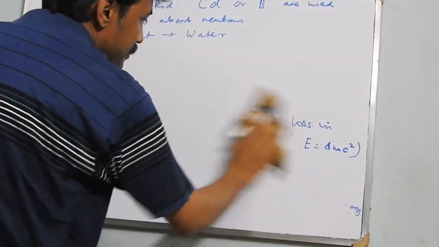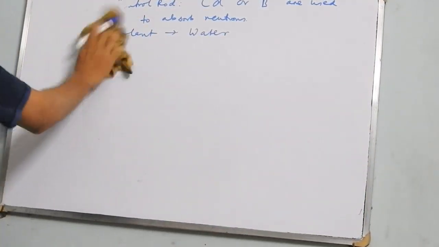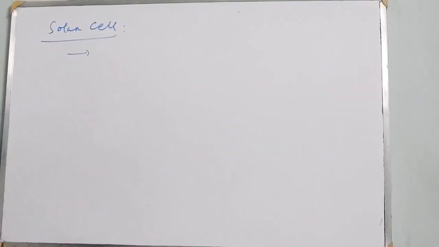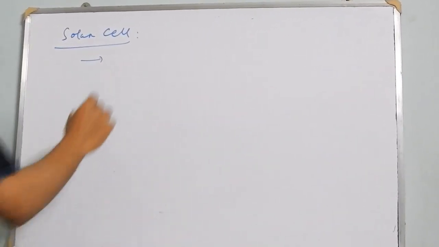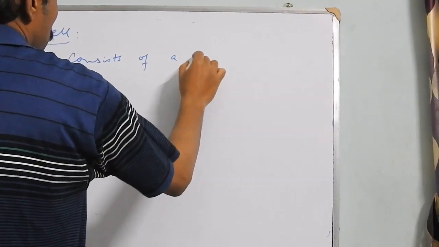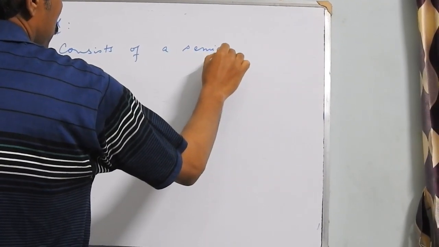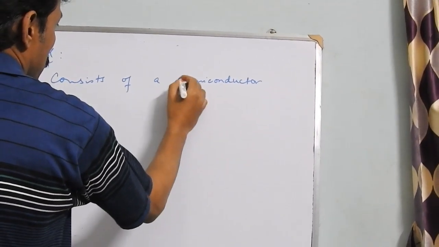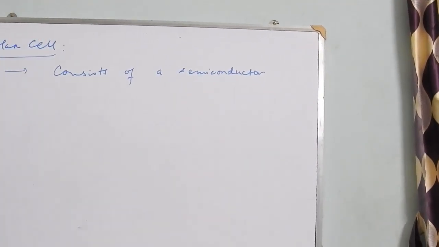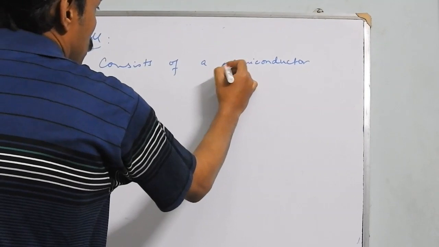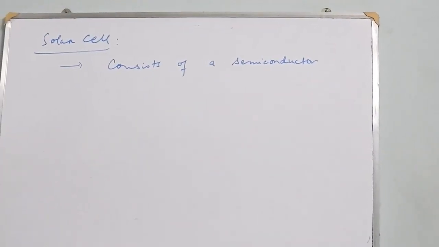So a solar cell basically consists of a semiconductor. A semiconductor is totally different from a conducting material or an insulator. You can say that conductors and insulators are somewhere out of the discussion, because semiconductors are not totally conducting, neither are they totally insulating material.